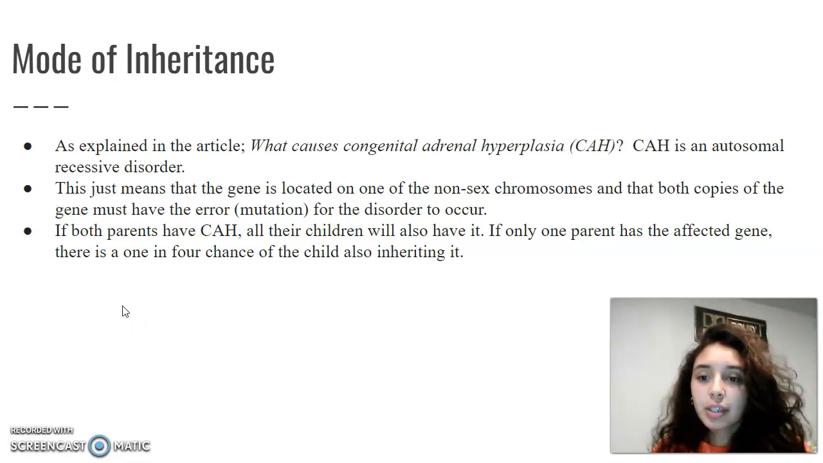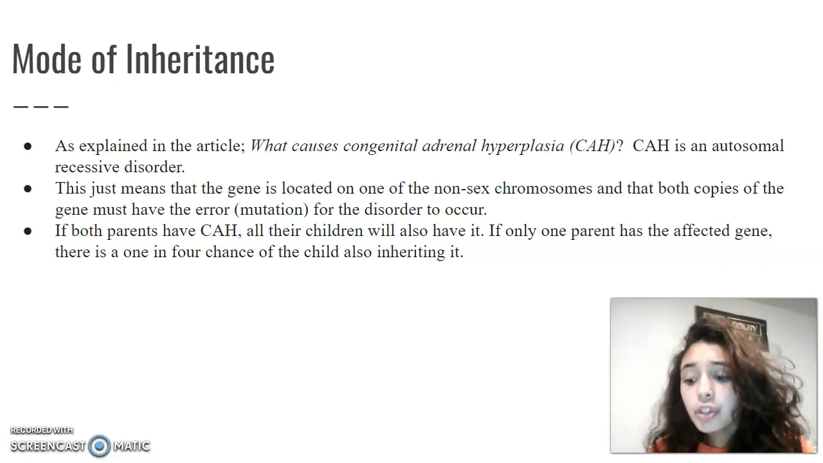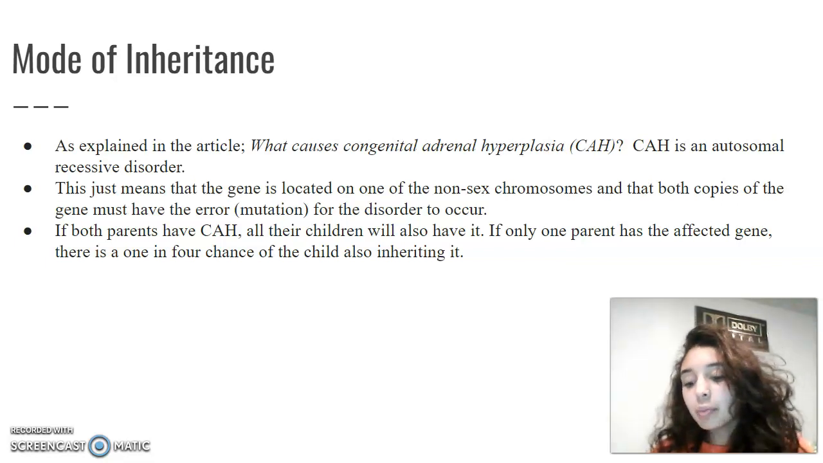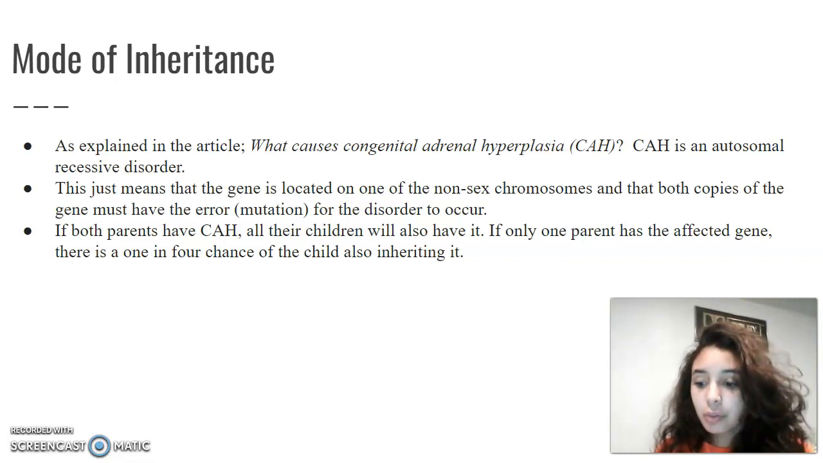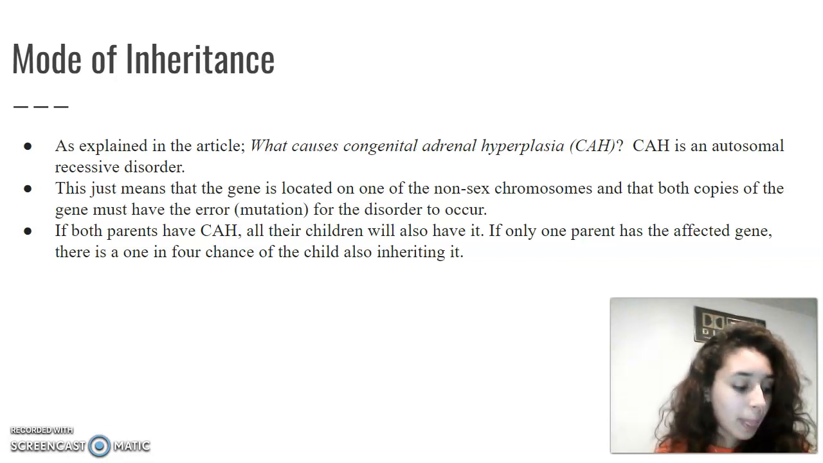So congenital adrenal hyperplasia is an autosomal recessive disorder, which just means it's on non-sex chromosomes, hence autosomal. Both copies of the gene must have the mutation in order for an individual to be affected. As we know, we refer to dominant genes as uppercase and recessive as lowercase. So in order for an individual to be afflicted, their genotype must be the lowercase letter.